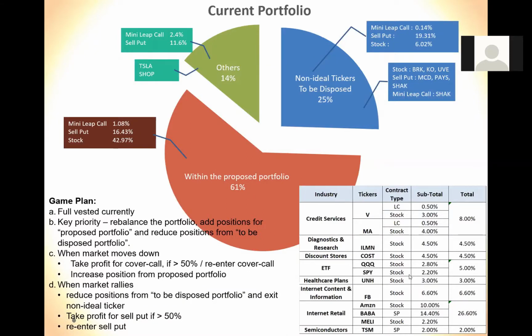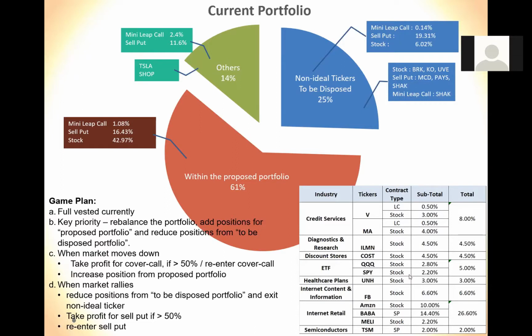So that's how it comes to the first portion of the portfolio, the proposed portfolio, which should consist of a list of companies which are of high growth and steady, and it must be less volatile.